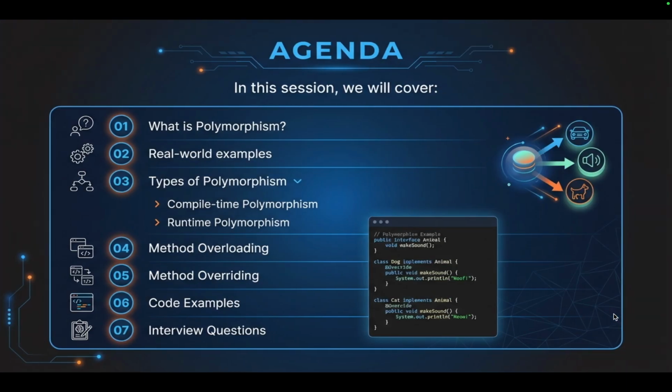Here is what we will cover in today's session. Meaning of polymorphism, real-world examples, types of polymorphism, compile-time polymorphism, runtime polymorphism, method overloading, method overriding, code examples, interview questions. By the end of this video, you will completely master polymorphism.